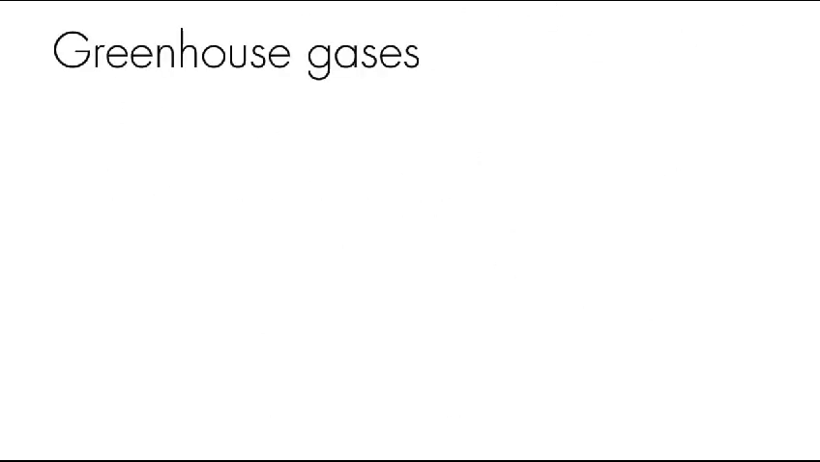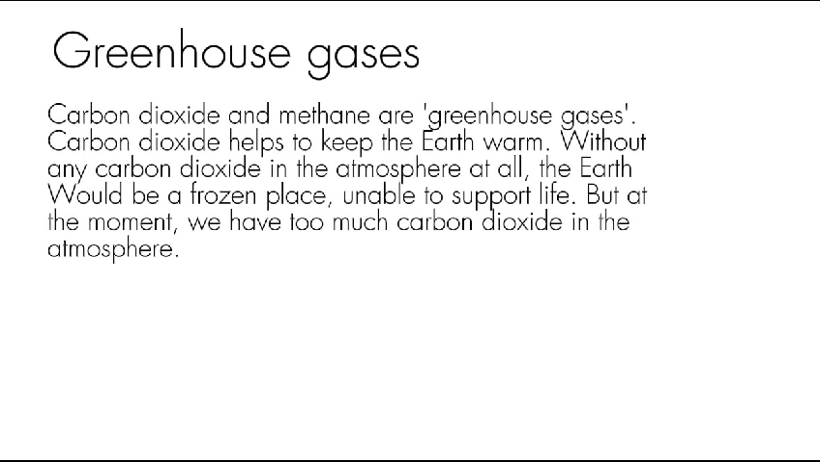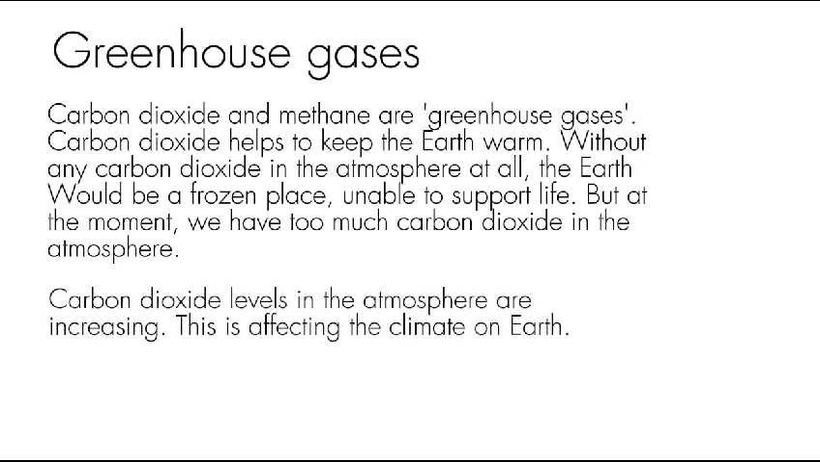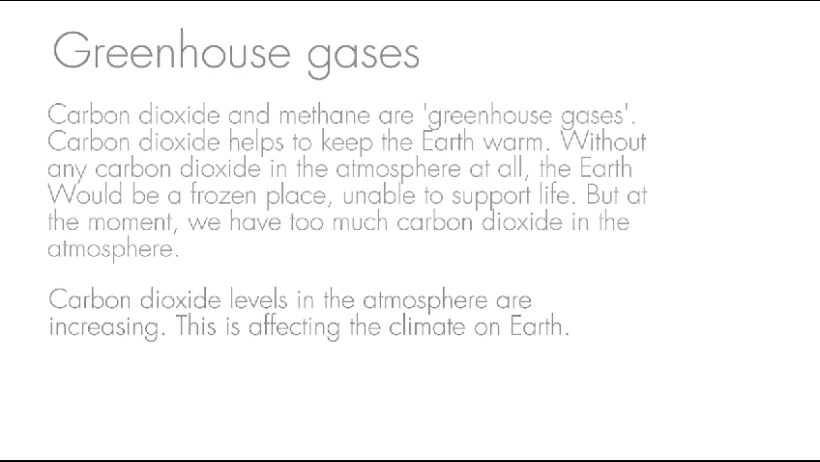Greenhouse gases. Carbon dioxide and methane are greenhouse gases. Carbon dioxide helps to keep the Earth warm. Without any carbon dioxide in the atmosphere at all, the Earth would be a frozen place, unable to support life. But at the moment, we have too much carbon dioxide in the atmosphere. Carbon dioxide levels in the atmosphere are increasing. This is affecting the climate on Earth.